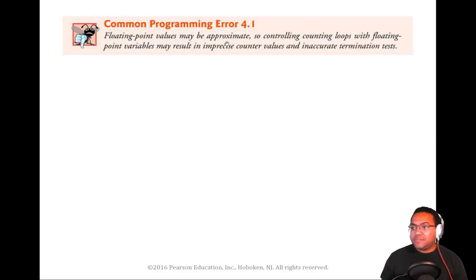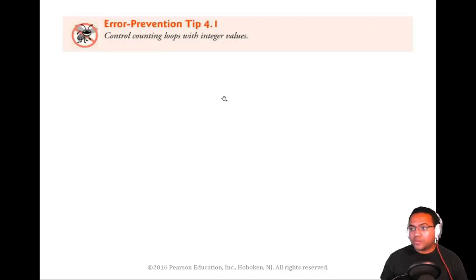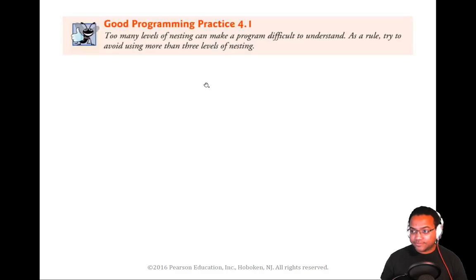Floating point values may be approximate, so controlling counting loops with floating point values may result in imprecise results. This is a very true statement. Only use integers for your counters. Don't use floating point, please. Control counting loops with integer values. Most loops are counting, so just use integers.